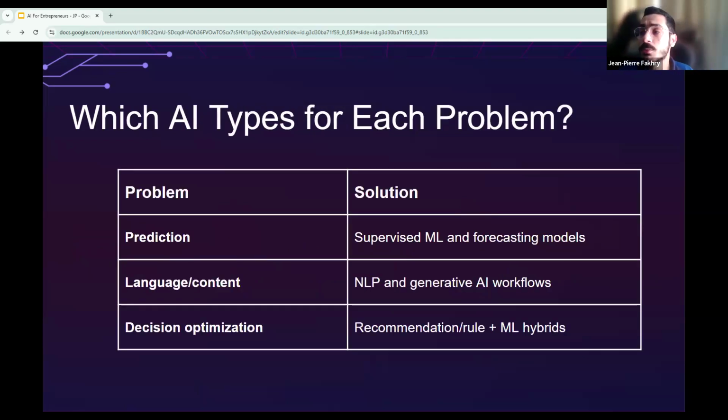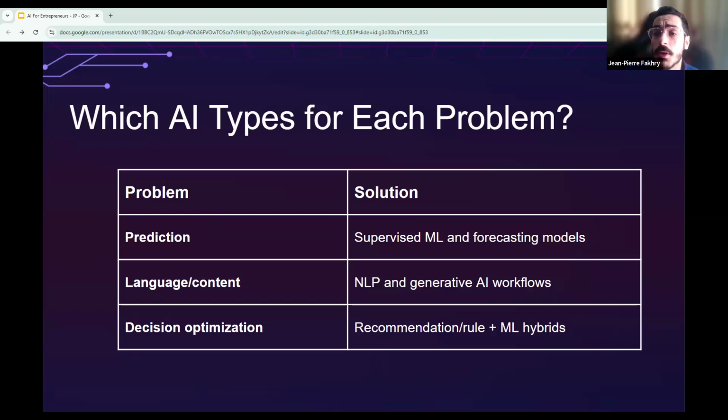All right. So here, which AI type for each problem? One thing to mention is that there are multiple types of AI, so we're going to discuss a bit when to go with what. If your problem is about predicting a number or a category, for example, will this customer churn? What is next month's demand? Is this transaction fraudulent? The right tool is usually something that we call supervised machine learning, or a forecasting model. Here, you feed it historical data, it learns the patterns, and it predicts.